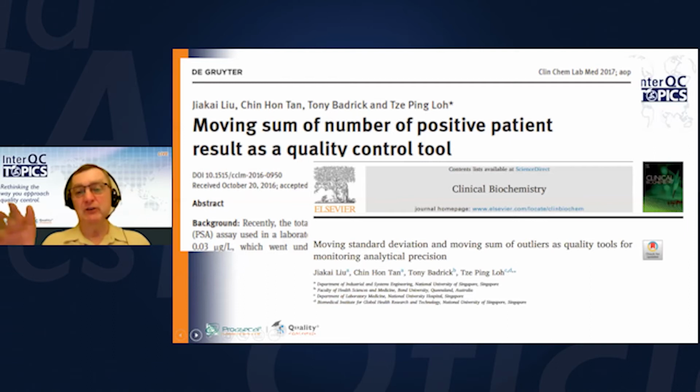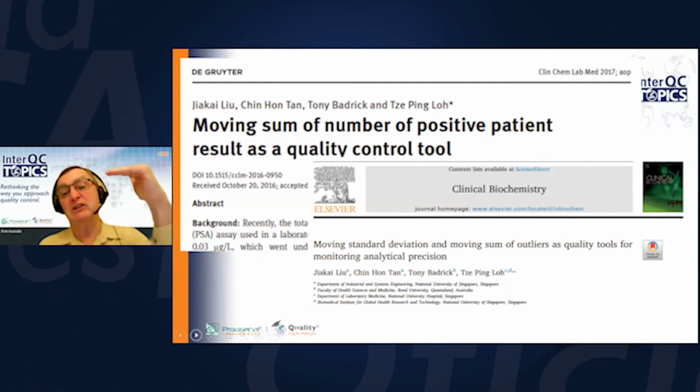But using patient-based real-time QC, you can measure an SD, so you can see if there's a change in the SD, which will represent an increase in imprecision of the assay.